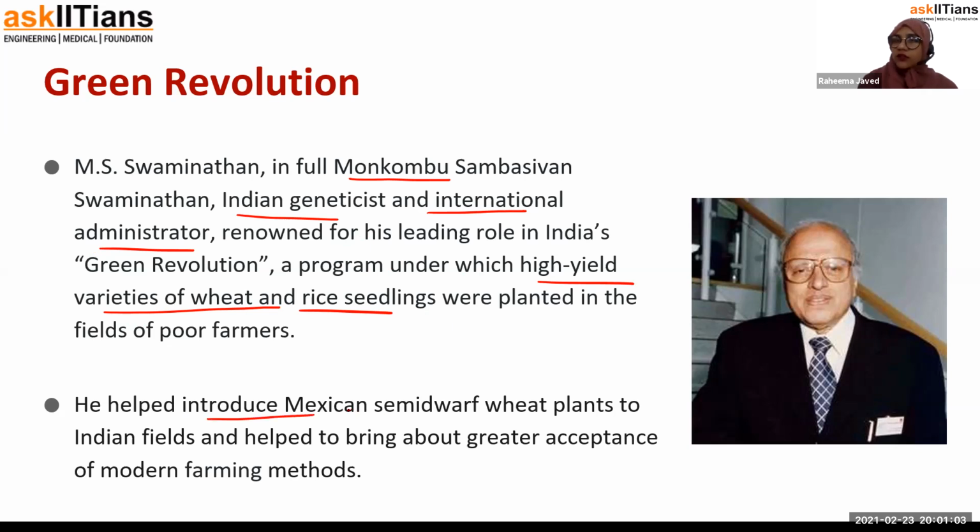He also helped introduce the Mexican semi-dwarf wheat plants to the Indian fields, and he also brought about greater acceptance of modern farming methods under this program of the Green Revolution. So fix this picture in your mind because it is going to come in the questions later.